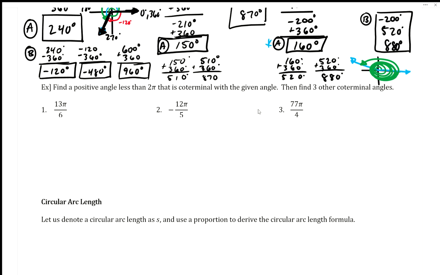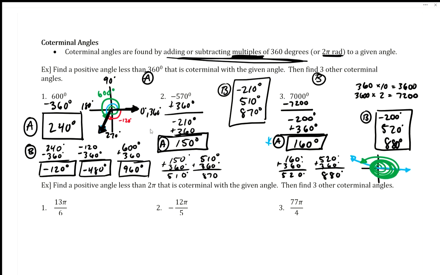Okay, so all of these are in radian measures here. Well, it's just like it was in degrees. With degrees, we added or subtracted 360 degrees. With radians, we'll do addition or subtraction with 2 pi.